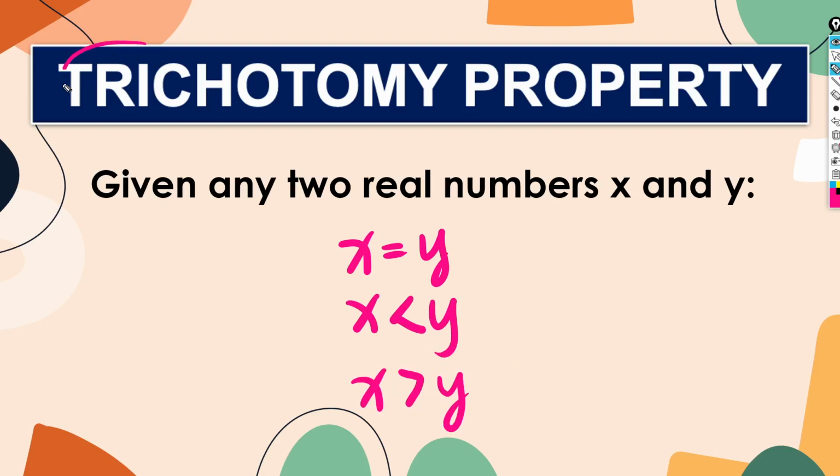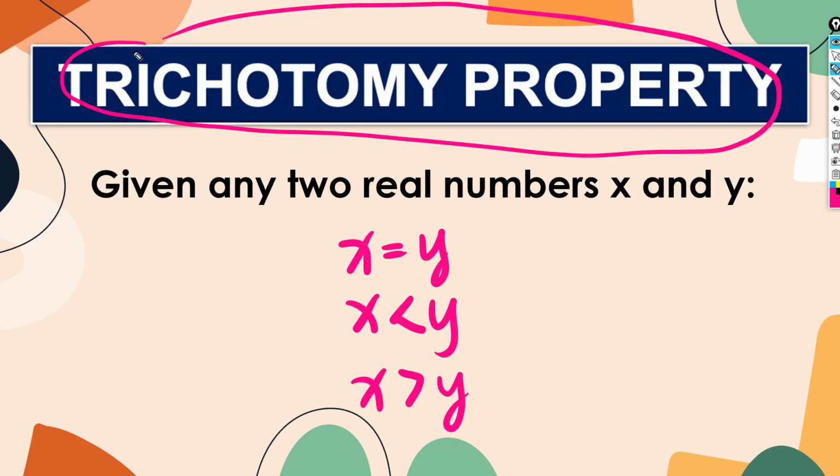Ito yung tinatawag nating property of trichotomy. Given any 2 numbers, there can only exist 3 possible relationships between them in terms of value. Okay? Option A, sila ay pareho lang.